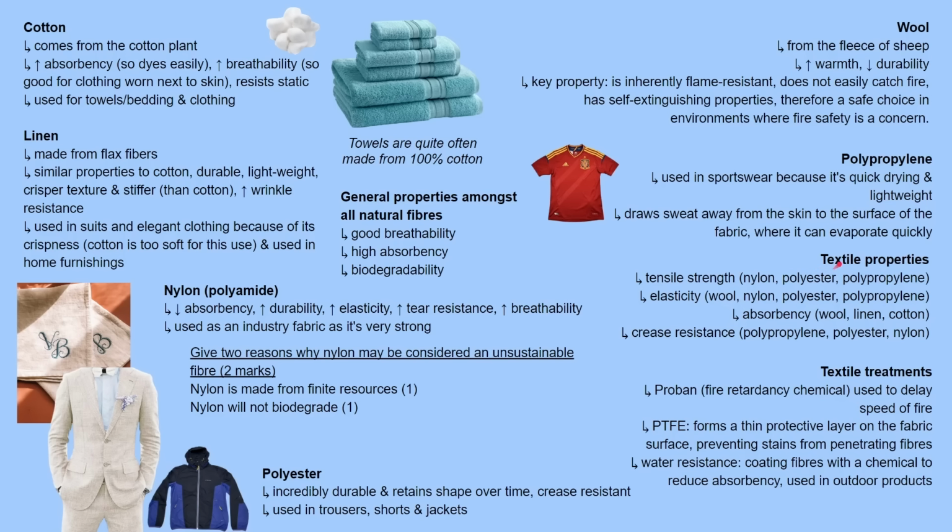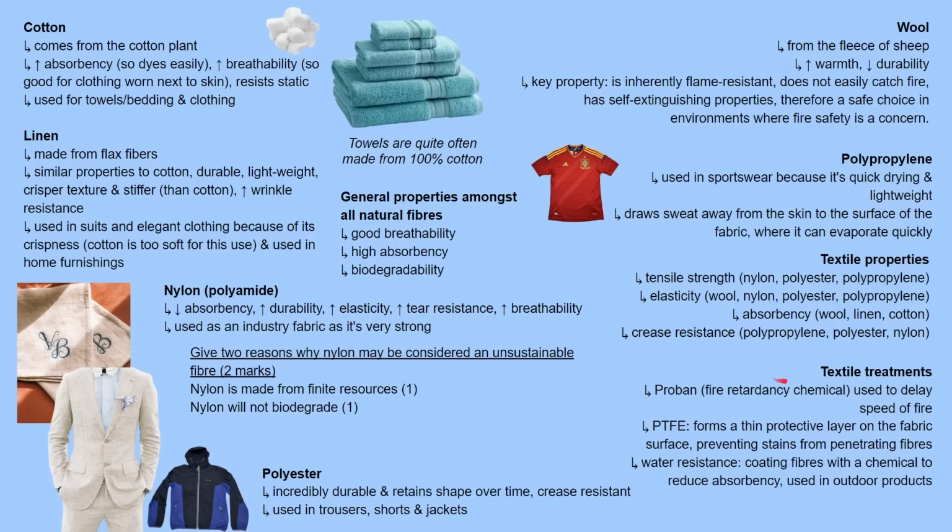And then some common textile properties. Tensile strength: the three man-made fibers, nylon, polyester, and polypropylene, have high tensile strength. Elasticity: wool, nylon, polyester, polypropylene. Absorbency: the three natural fibers. And then crease resistance: the three man-made fibers.